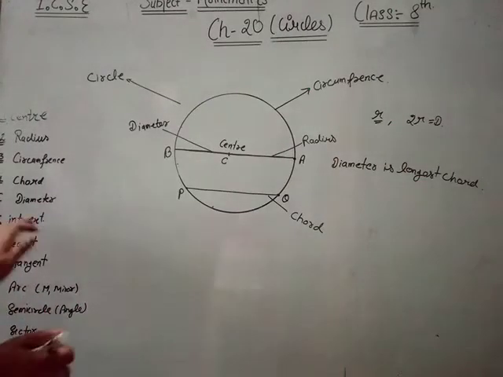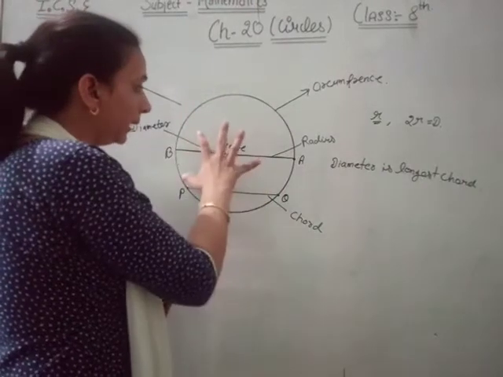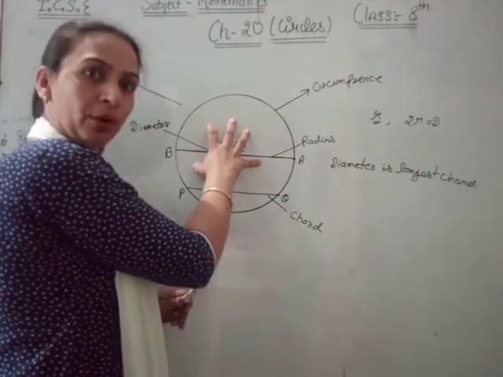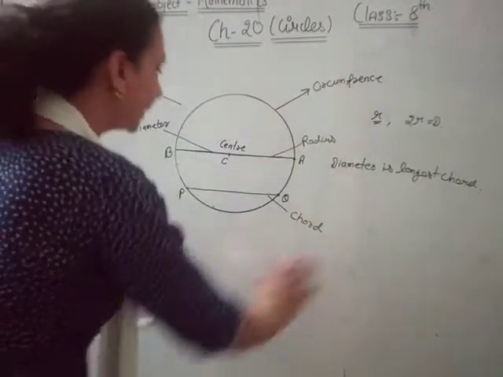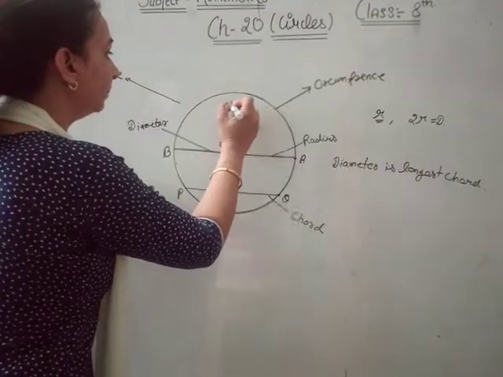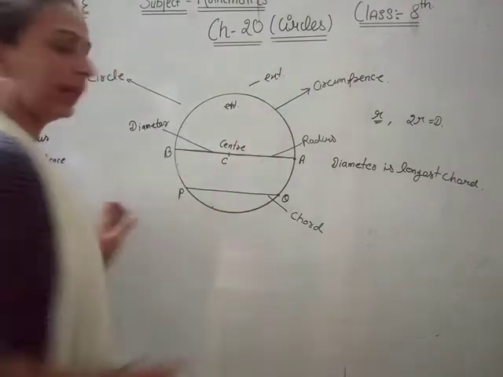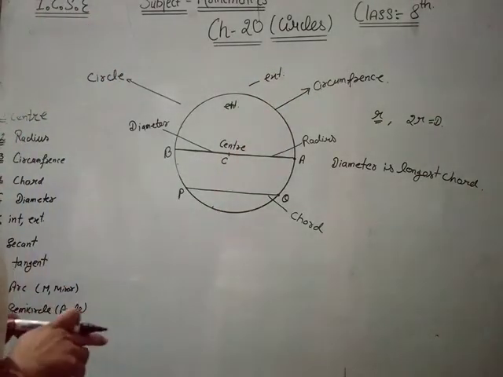The next is the interior and exterior region. Students, this is the interior portion of a circle and this is the exterior portion of the circle. This is the interior and this is the exterior portion of the circle. Okay. The next is the secant.